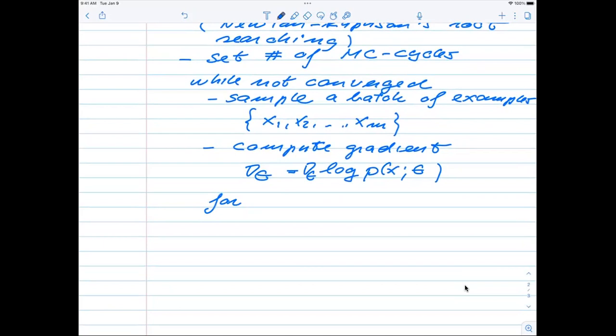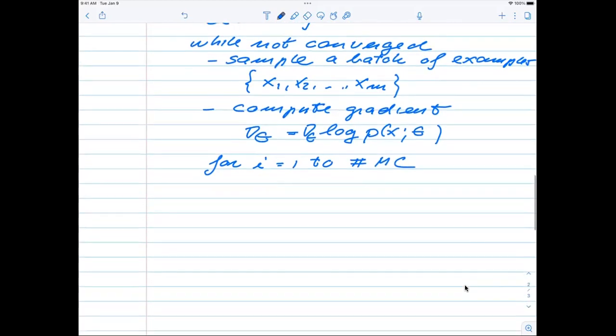We would loop over all the samples which we have, i equal 1 to the Monte Carlo samples, which we have set to the number of Monte Carlo cycles. So now we are performing the Monte Carlo cycles. Then we would have a new loop here for j equal 1 to the number of samples which we have. Then we would perform a Gibbs update or Monte Carlo or Metropolis update. So we would now define a new set of events.